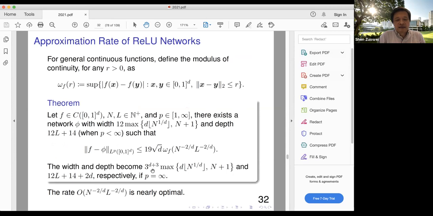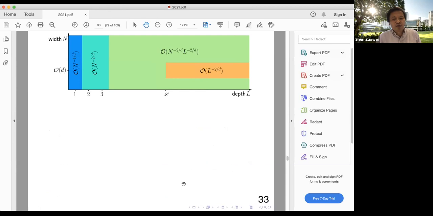And if you are not happy with this rate, the bad news is that this rate is nearly optimal. That means you don't have much room to improve this rate. Many people have done this work. We are not the first ones to do this work.